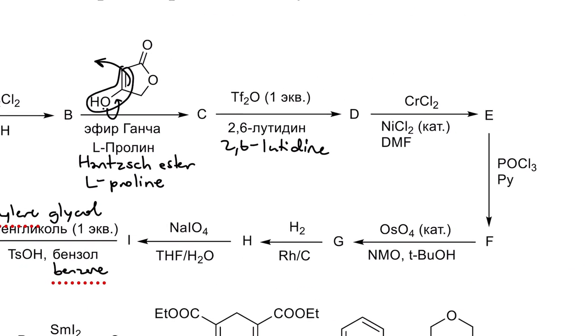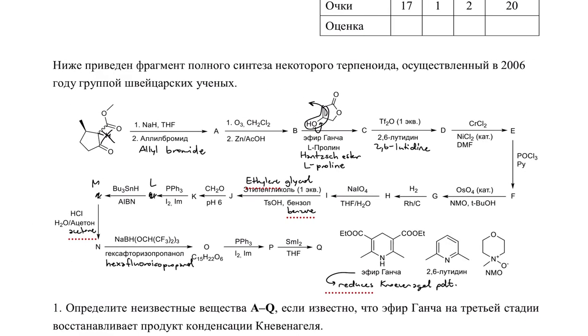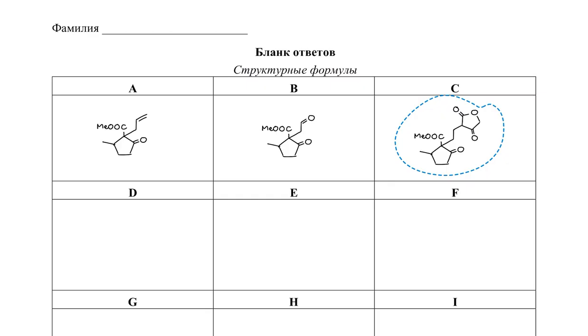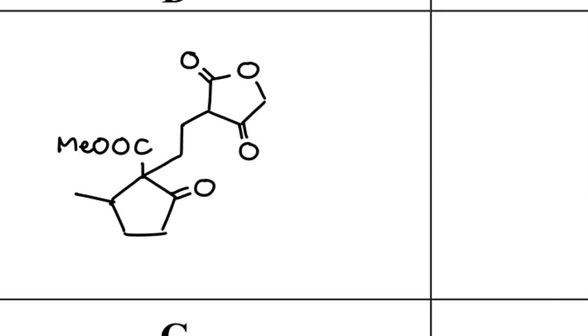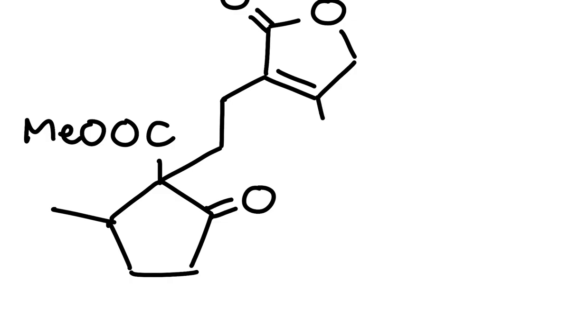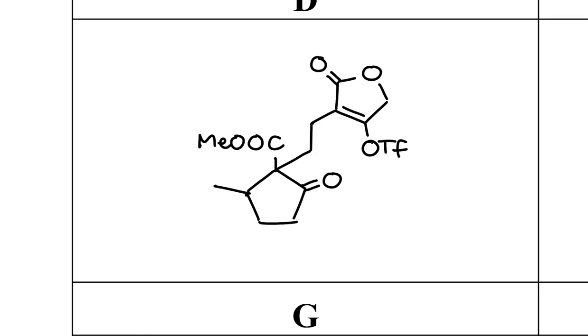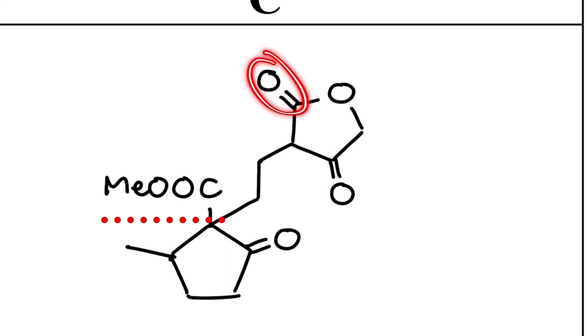Then we treat it with Tf2O and 2,6-lutidine. That, of course, will turn our carbonyl into an enolate, a triflate enolate. There's a reason why this specific carbonyl is turned into a triflate enolate. It's because we have 2 carbonyls. Let's go back to the structure. We have 2 carbonyls, and this proton is very acidic. It's way more acidic than this proton, because we have 2 carbonyls.